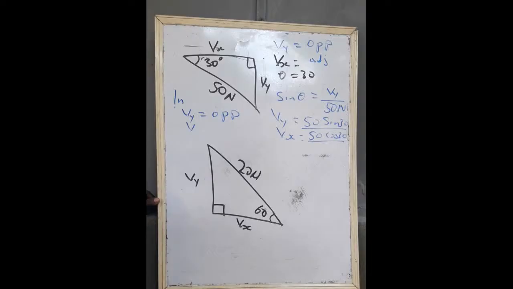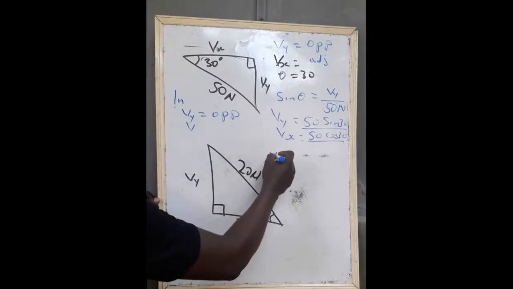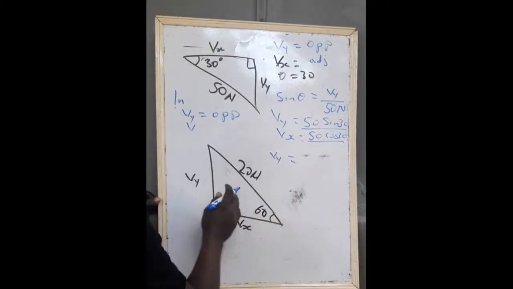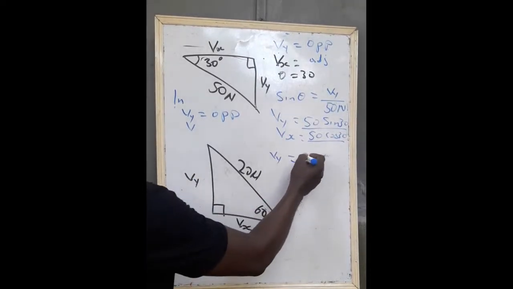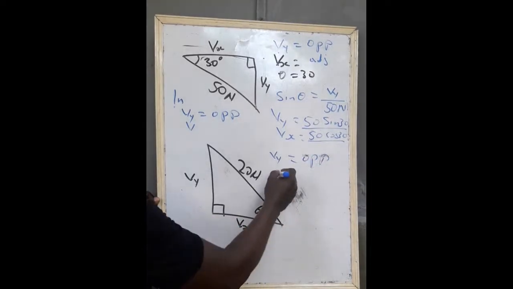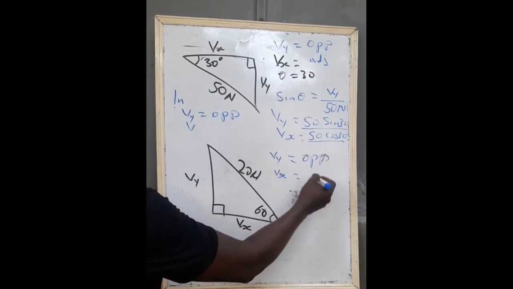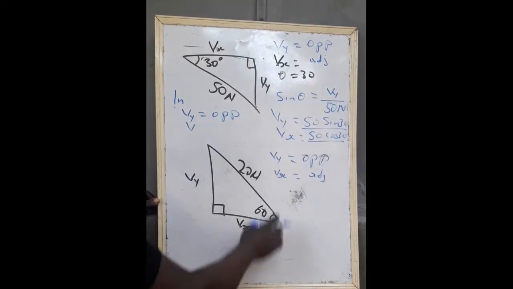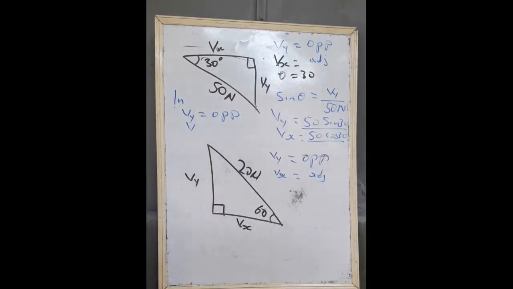For this one, Vy again is also equal to the opposite, and Vx is also equal to the adjacent. Okay? So we can use the same formula for these three different shapes and directions.